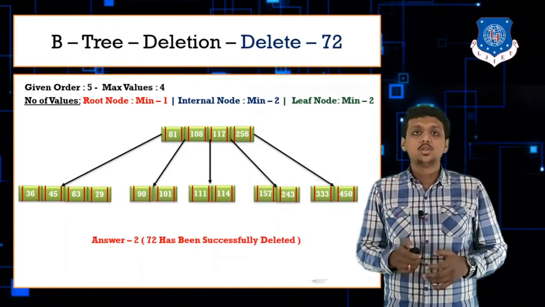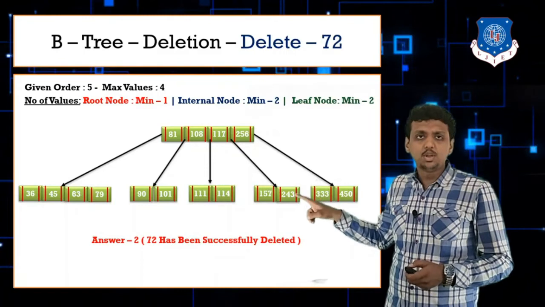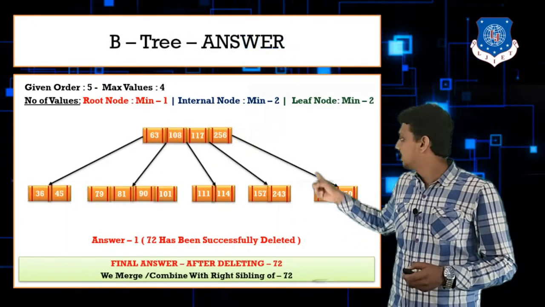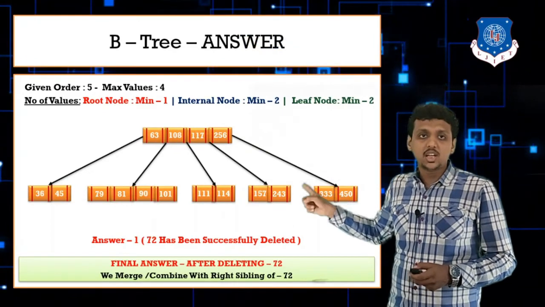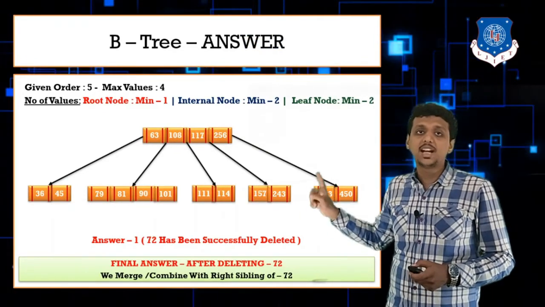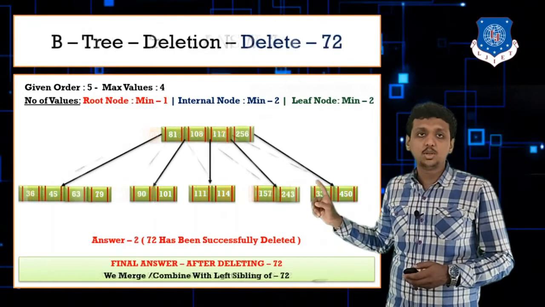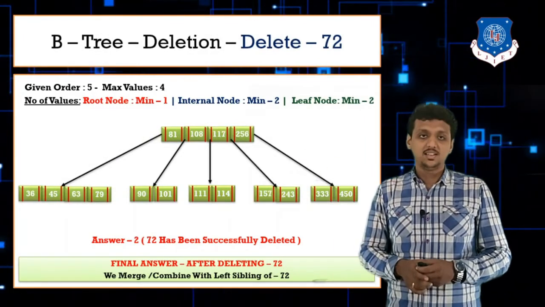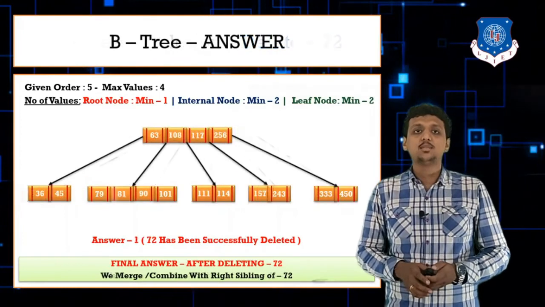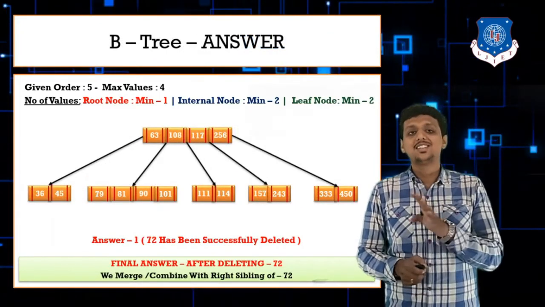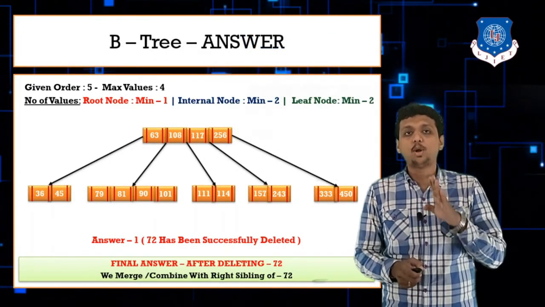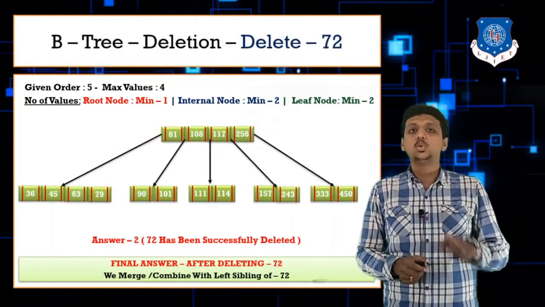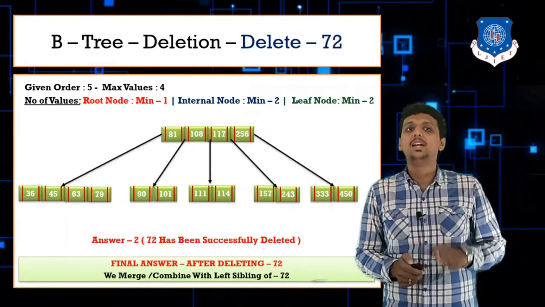So see the difference between both of the figures. This is answer number 1, where I am going to select the values from the right sibling, and this is answer number 2, where I am going to select the values from the left sibling. So you can check both the answers. Both answers are correct. Both are following the properties of B tree correctly. So you can do deletion operations like this in B tree.